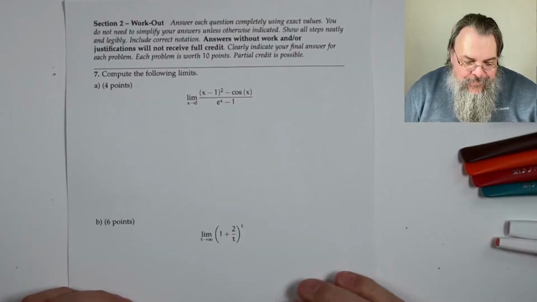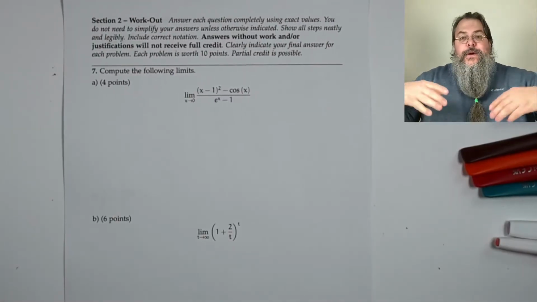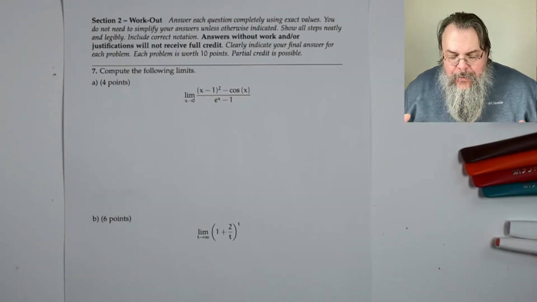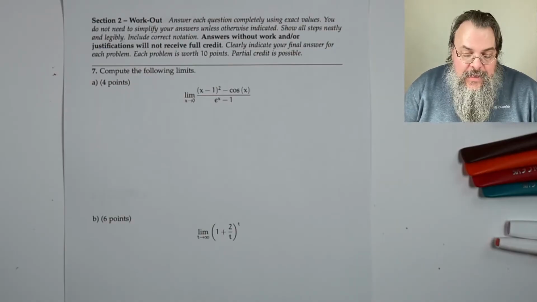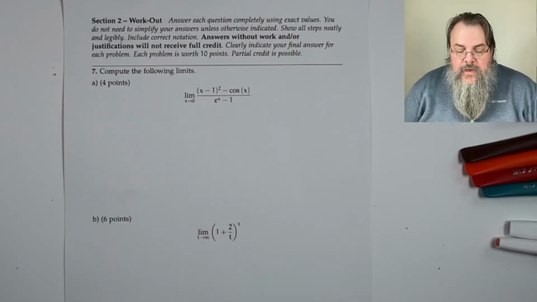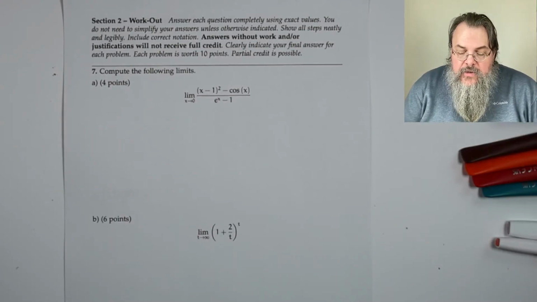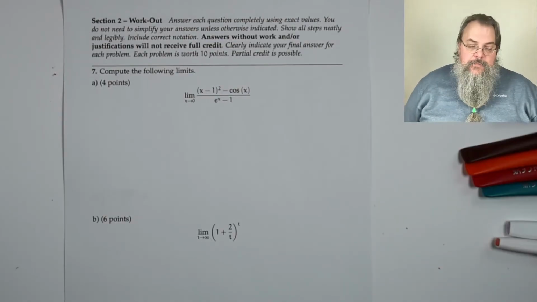On to the workout. And now we actually do have to be a little bit more careful. We have to explain and include details. That's okay, we don't mind. All right, so compute the following limits. We have 2 of them. We'll start with the first one: the limit as x goes to 0 of (x minus 1) squared minus cosine x, over e to the x minus 1.